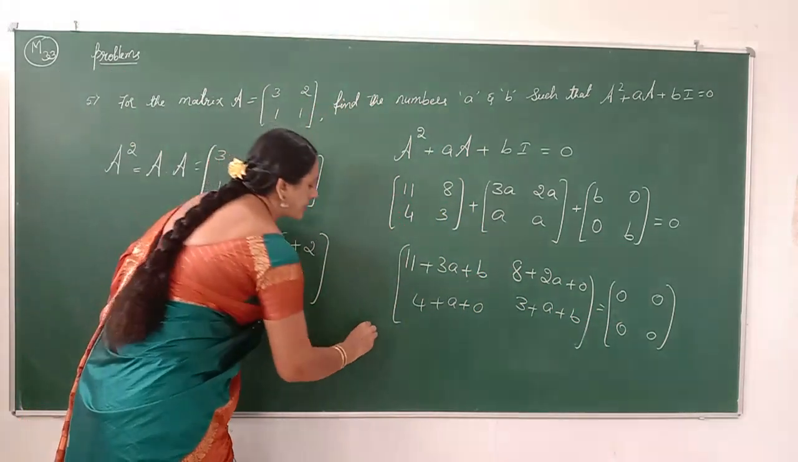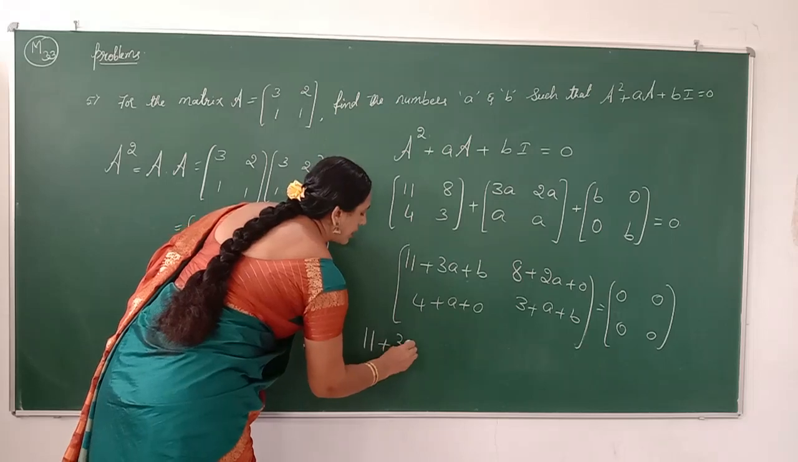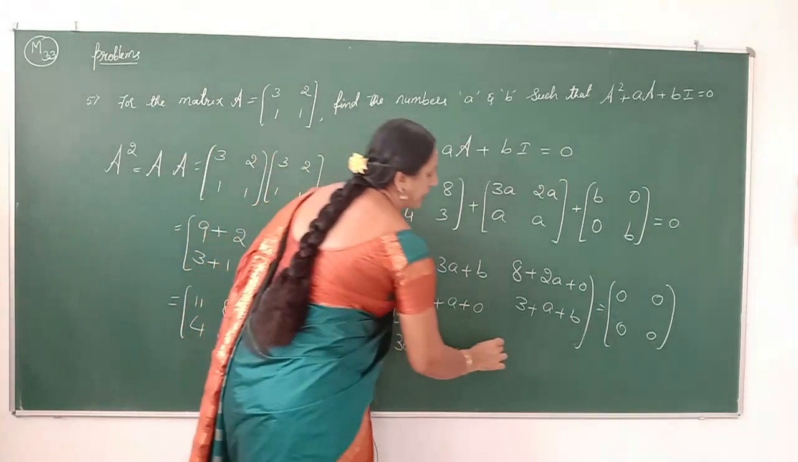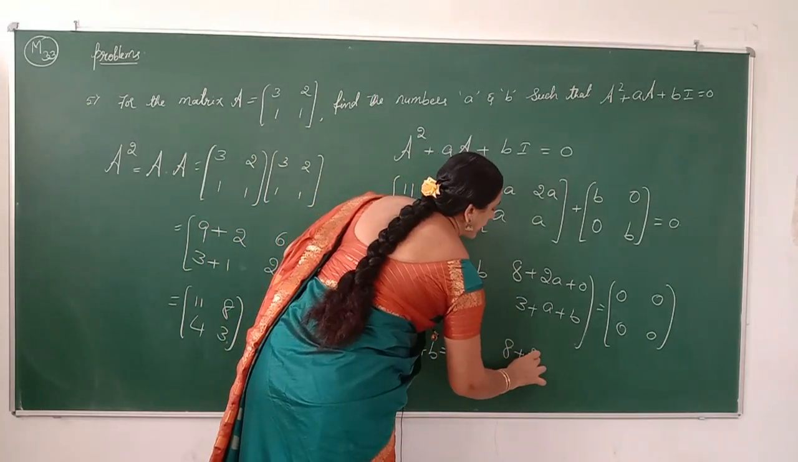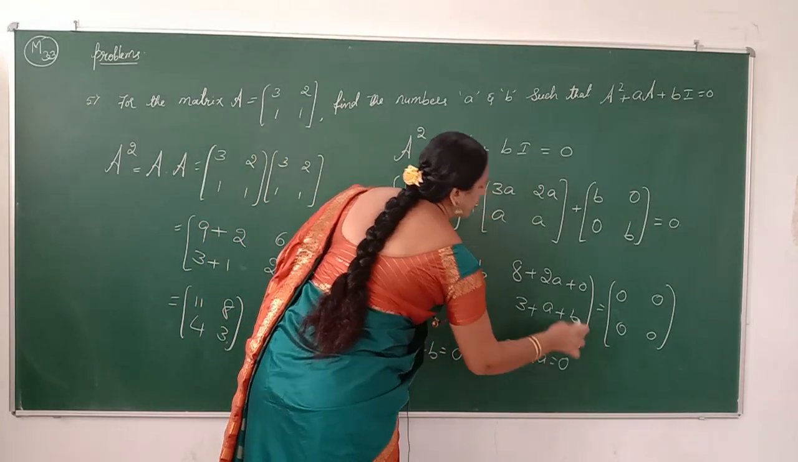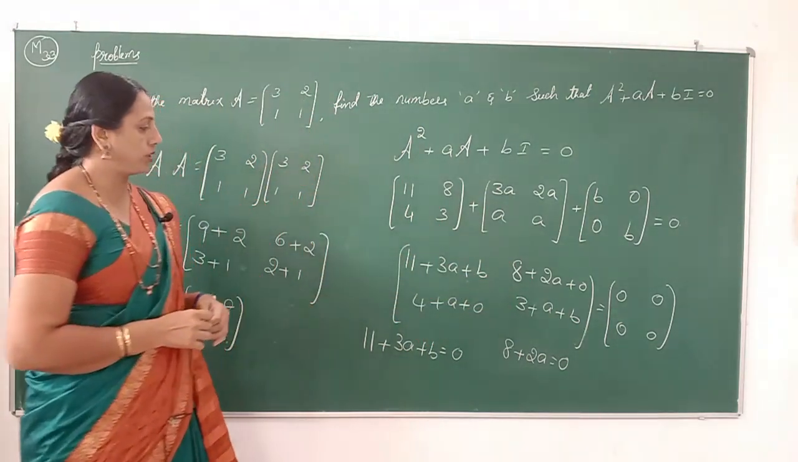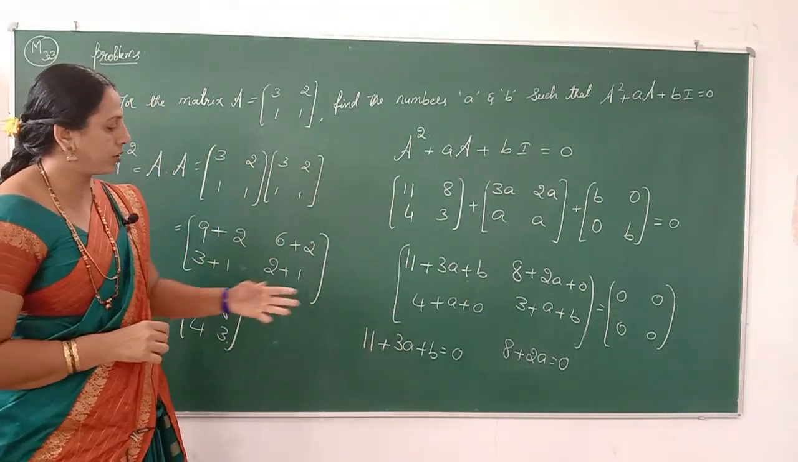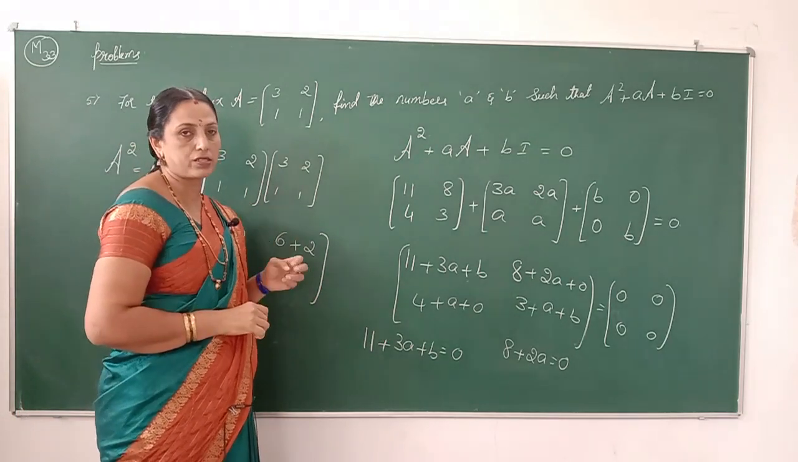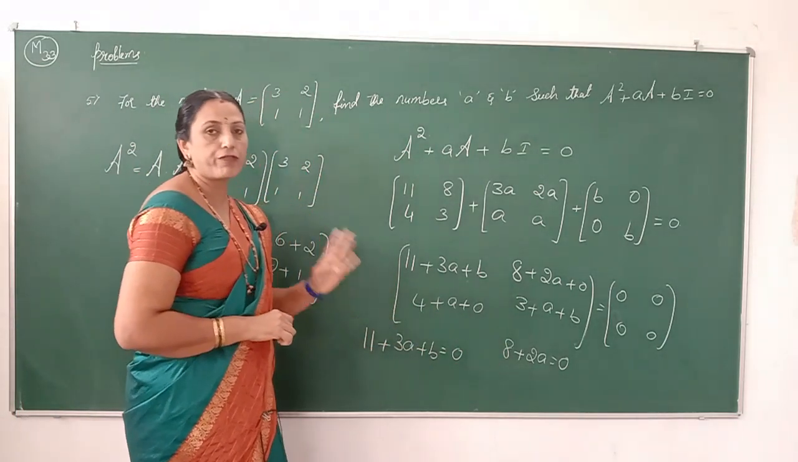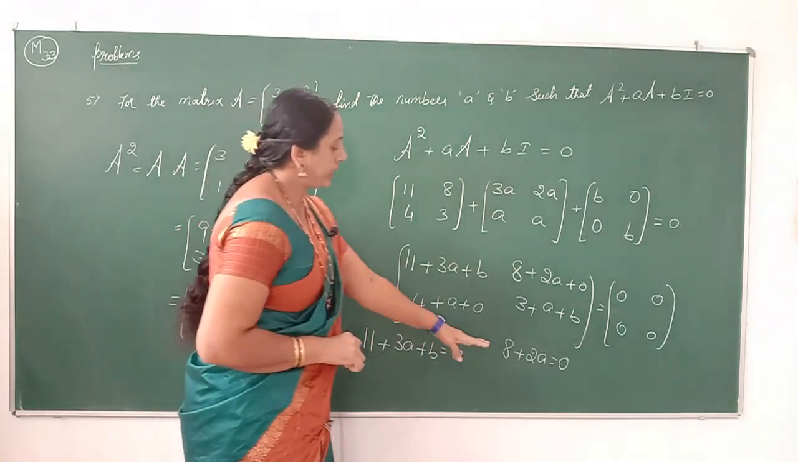The first elements are 11 plus 3a plus b is equal to 0. Similarly the second one is 8 plus 2a is equal to 0. The other elements could also be compared with each other, but that is not necessary because we have only two constants, a and b. Both are represented in two different equations. So we will solve.